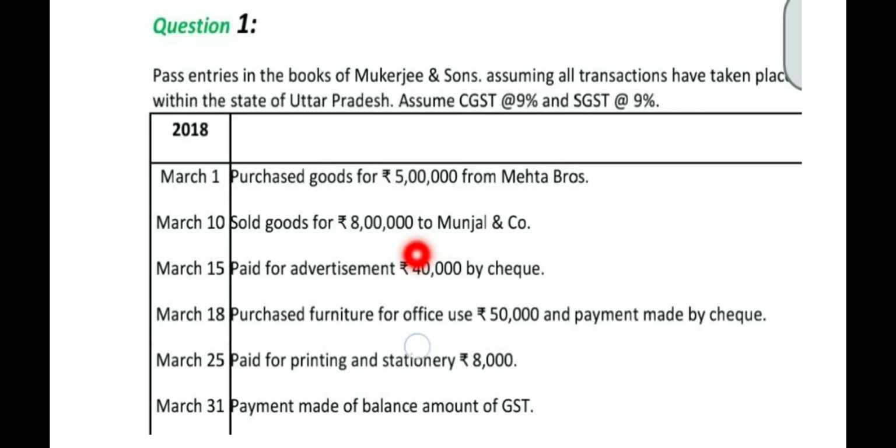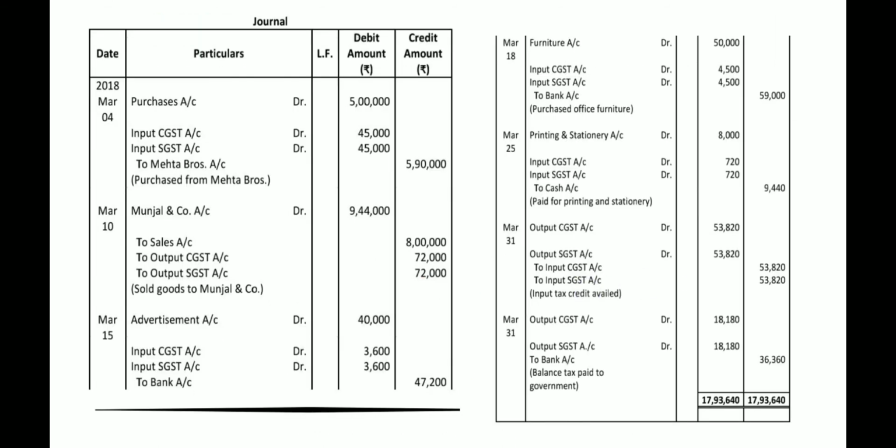Paid for advertisement for 40,000 by cheque. So advertisement account debit, because you have paid, so input GST is charged, that is input CGST 3,600 and input SGST 3,600, to bank, that is 47,200.